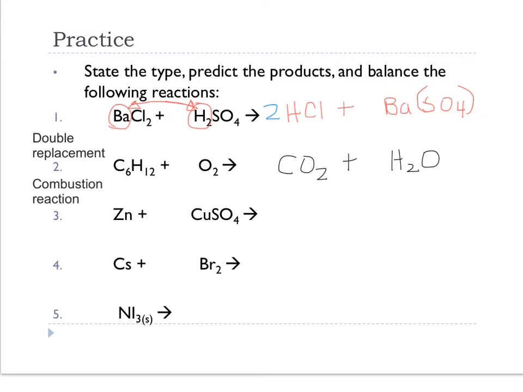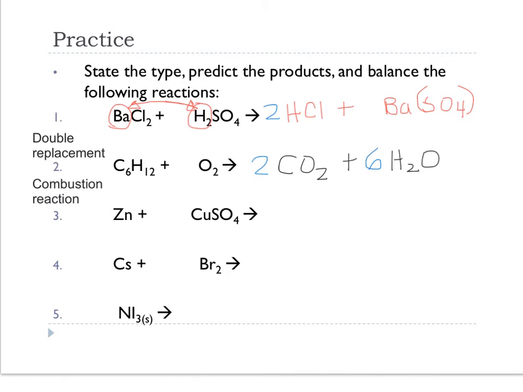To balance a combustion reaction, I usually start with carbon. There are 6 over here. I need 6 over here, so I'm going to do that with a coefficient of 2. Then I usually do hydrogen next. There are 12 hydrogen here. I need 12 over here, which will give me a coefficient of 6 on my water.